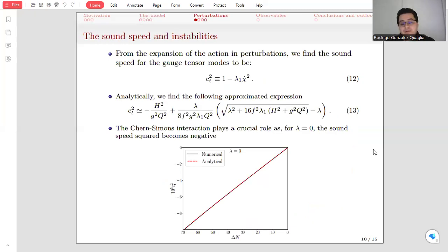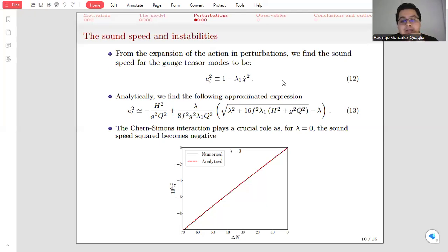Now, let's talk about the perturbations of this model, starting with the sound speed and some instabilities. If one considers the action for the model, one can expand this action in perturbations up to second order, therefore obtaining an action for the perturbations alone, which can then be varied in order to get the equations of motion of the perturbations. However, just from the action, one can read off the coefficient of the term proportional to the gradients, which ends up being the sound speed, in this case for the gauge tensor modes.